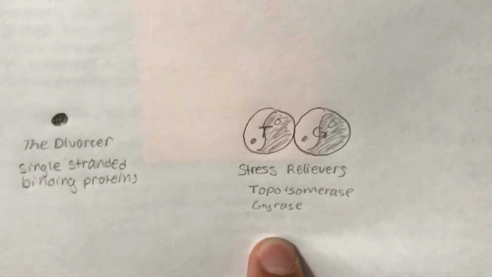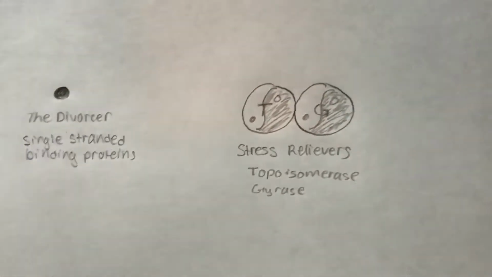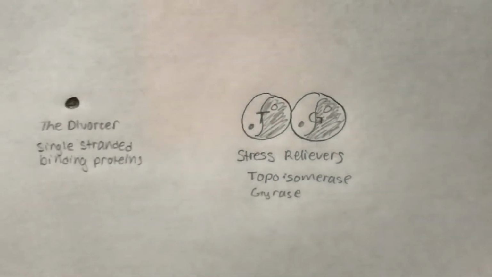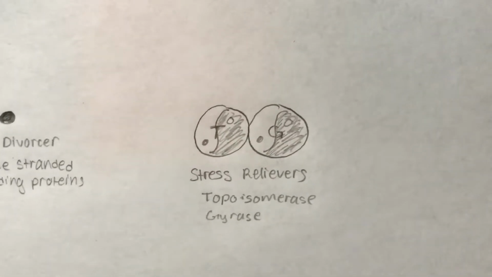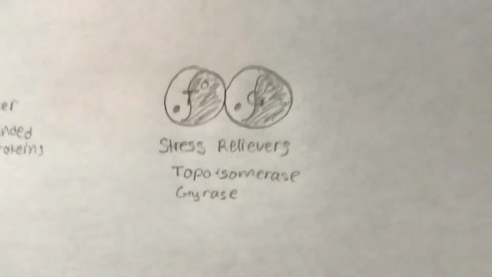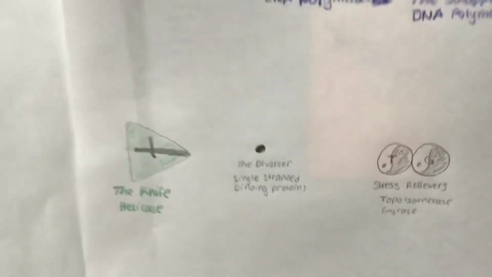So next we have the stress relievers, aka the topoisomerase gyrase. And the reason why they're called that is because, if you recall, they alleviate any stress caused by helicase when it's separating and unwinding the DNA. So those are for the initial, the three buddies.